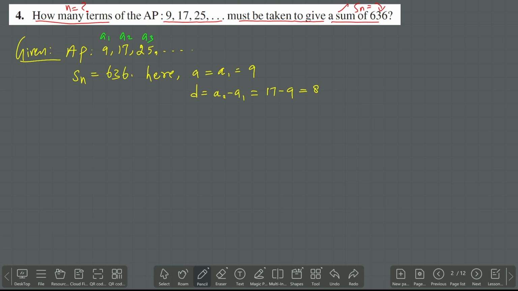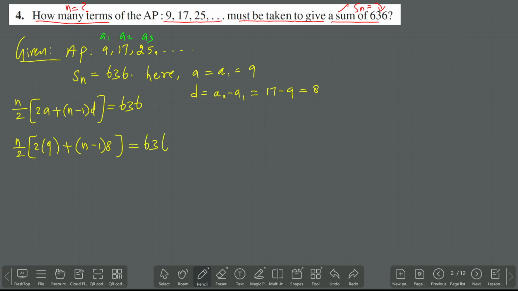That's it. Now we got the A value and the D value. Now we can use the SN formula. SN formula in the sense 2A formula, 2A plus, okay, not A plus L. So SN formula: N by 2 into 2A plus N minus 1 into D, which is equal to 636. N value we have to find. A value I know. What is A? 9. N value need to find, into D value 8, which is equal to 636.